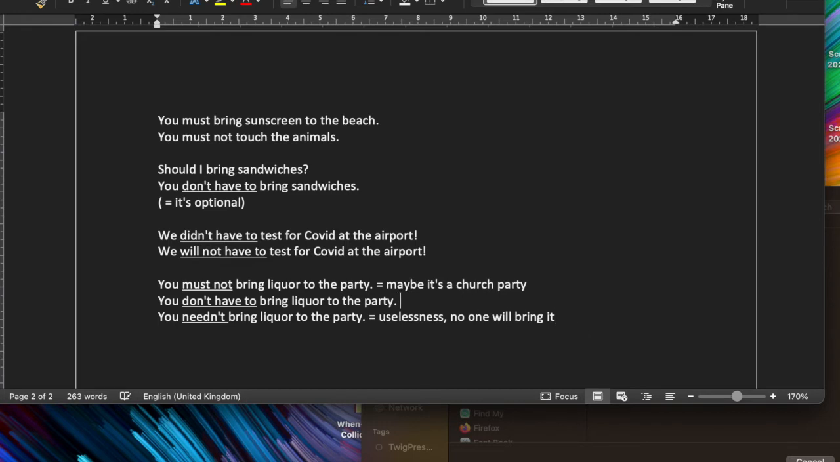Hold on. So we have this range in English of negatives from something that's forbidden, something that's optional, and something that's useless. If you do it, there's just no point to doing it.